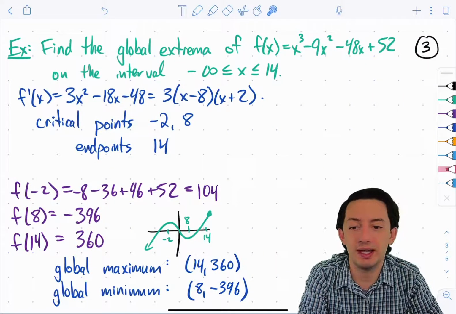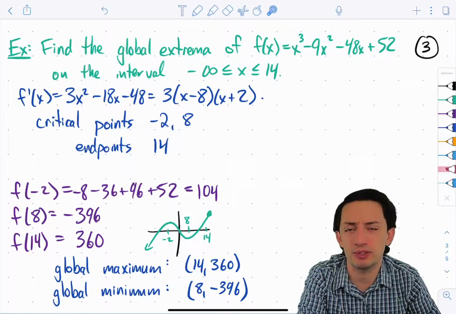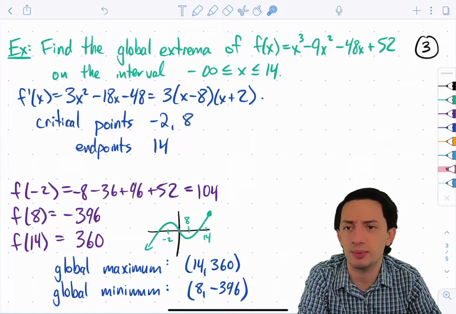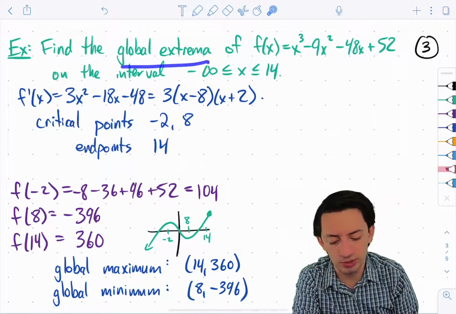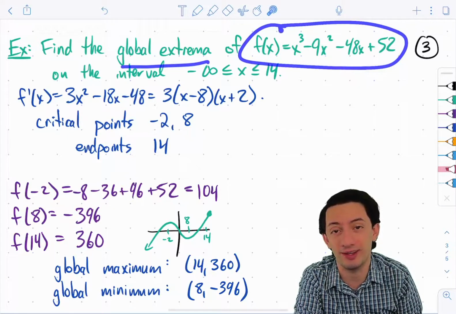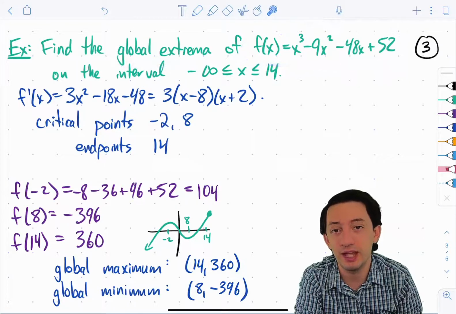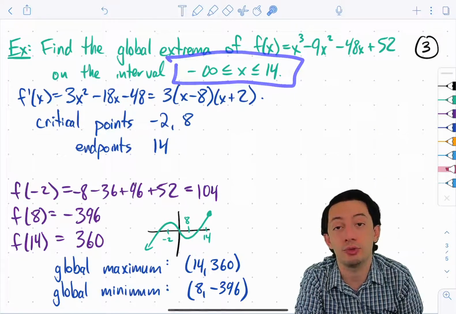We'll do one example right now, and then maybe a second example. I don't exactly remember what's on the last slide, even though I made it just a couple minutes ago. For this example, we're going to find the global extrema of this polynomial, and it might look familiar because it's the one that we did over and over again in section 4.1. Except we're going to restrict it to the interval from -infinity to 14.